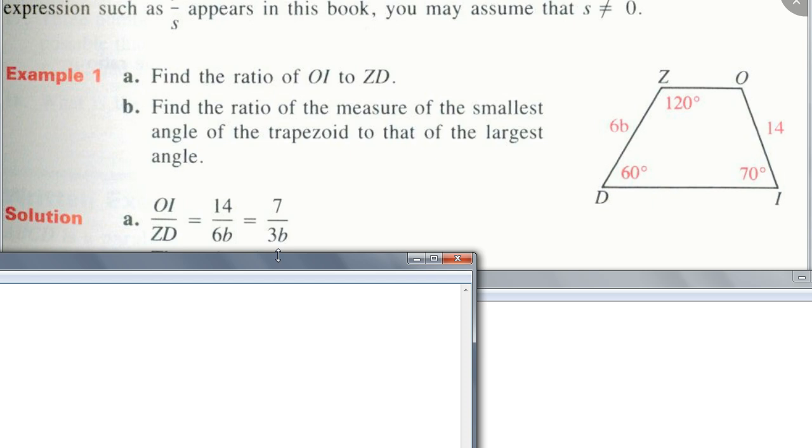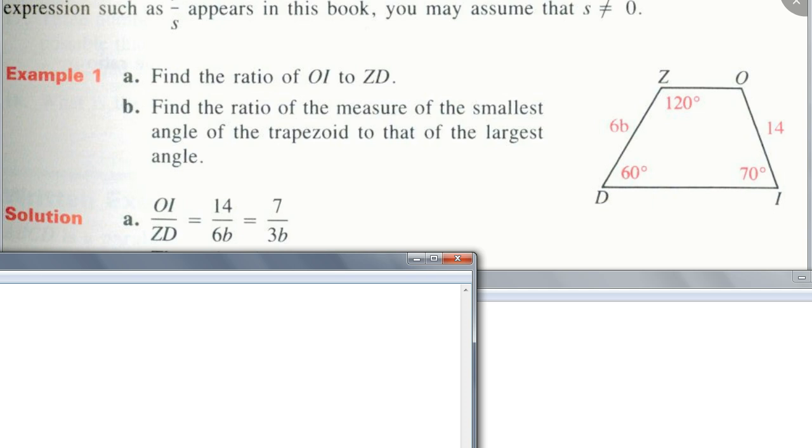Okay, but what about angle O? Don't we have to figure out what that angle O is? Because what if angle O is the largest or something? Jonathan? Everything should equal 360. Okay, we know that the sum of all these angles must equal 360 because it's a quadrilateral. Or what's another way of thinking about it? Since it's a trapezoid, you know that ZO and DI are the parallel sides. Is there another way to figure this out, Kevin?